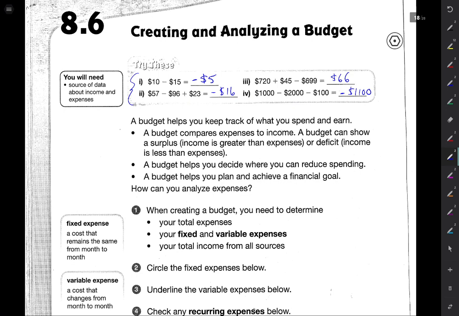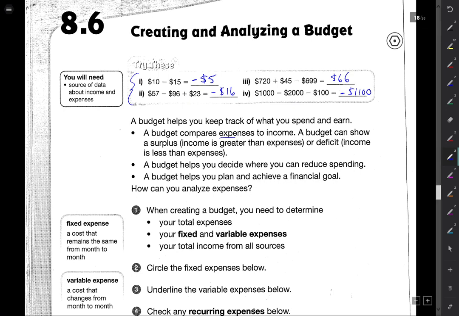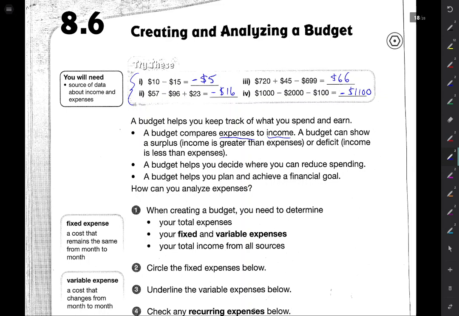A budget compares expenses to income. So how much money you have to spend versus how much money you're taking in every month from your job or from whatever is making you money. A budget can show a surplus, which is income that is greater than expenses. So are you making a positive amount of money every month? Or a deficit? Are you spending more than you're actually making in a month?